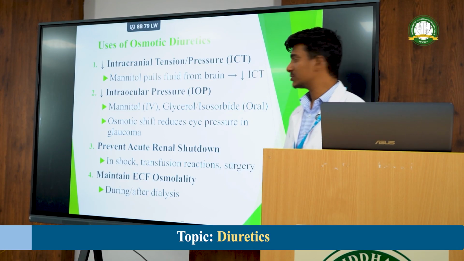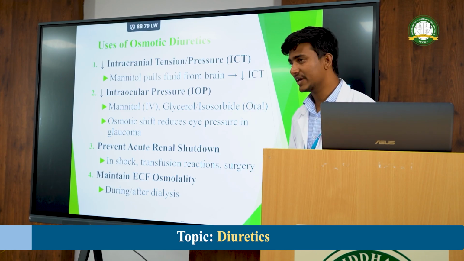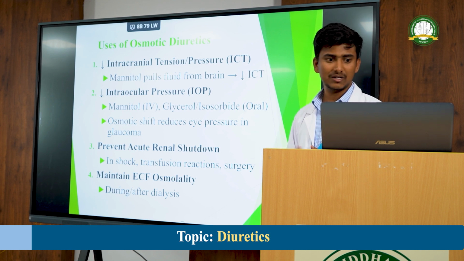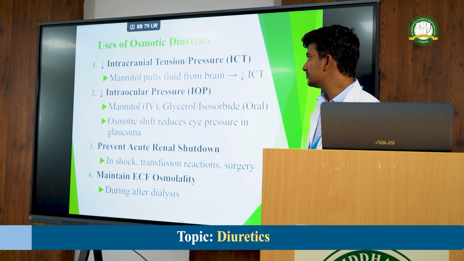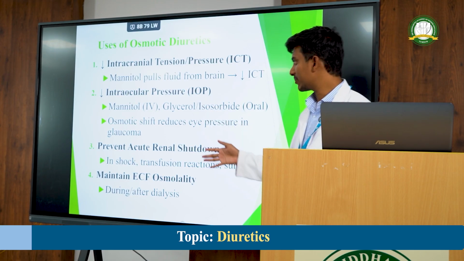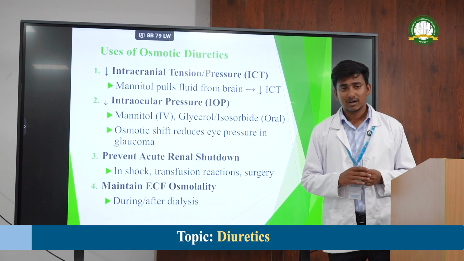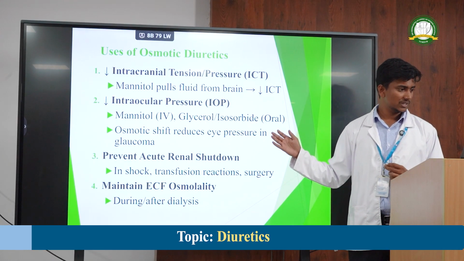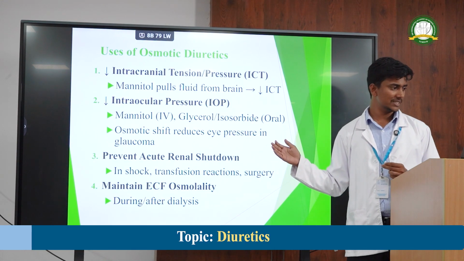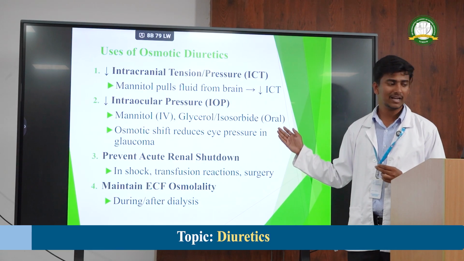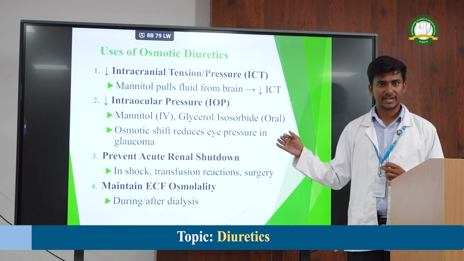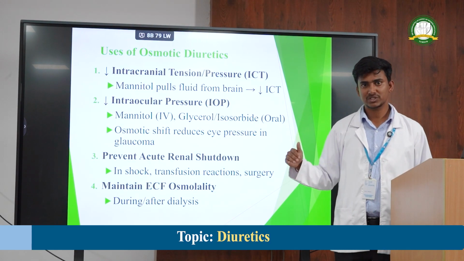Next, uses of these osmotic diuretics. Where are we going to use these osmotic diuretics? These osmotic diuretics are mainly used to decrease the intracranial pressure, which is mainly helpful in cases like stroke. And next one is, it is also helpful in reducing intraocular pressure. Apart from this, it is used during surgery and transfusion, for any reactions related to transfusions. In those conditions, it prevents acute renal shutdown, and it also maintains the extracellular fluid osmolarity during the procedure of dialysis.